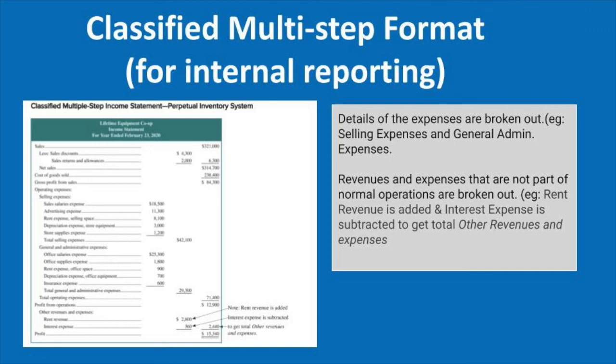Now you'll notice the operating expenses tend to be broken down into a couple of different types: selling related expenses and general related expenses. That's the nature of this multi-step statement. It breaks it out by category. Other related things, for example, this firm is mainly a merchandising firm, but let's assume that it has rent and interest. You'll notice that they're broken out at the bottom there, so you can see that revenue and expenses related to rent revenue and interest expense are not necessarily directly related to the business, so they're broken out as other revenues and expenses.